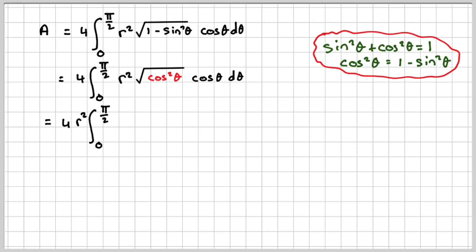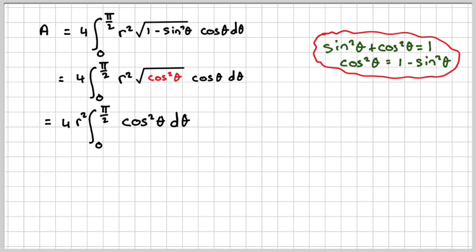And therefore, we can take the r squared out of the integral sign because it's just a constant. And then if you've got the cos squared and you take the square root of it, you get cos theta. And then if you combine it with the other cos, it becomes cos squared again. So just to repeat that, you take the square root of the cos squared, you just get cos theta, but cos theta times cos theta gives you cos squared theta.